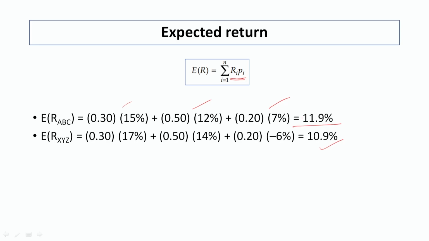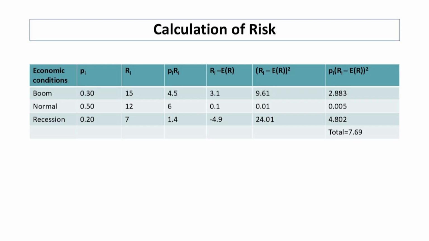Now, on the basis of this, can we consider that ABC is a good security? No, we cannot decide just on the basis of return that ABC is a good security. What do we have to consider then? We have to calculate the standard deviation or variance, and on the basis of this we decide which security is good for investment. So now we are going to calculate the risk.